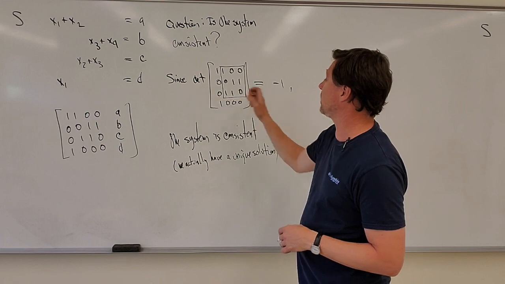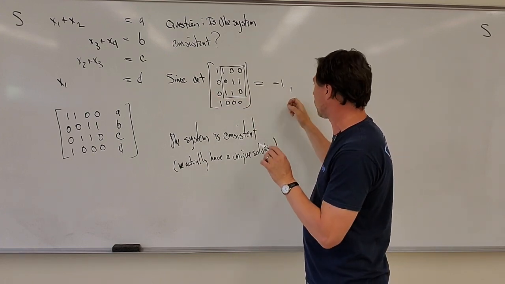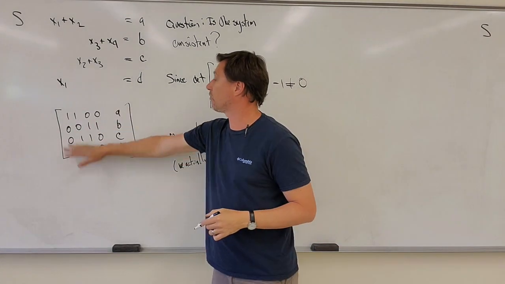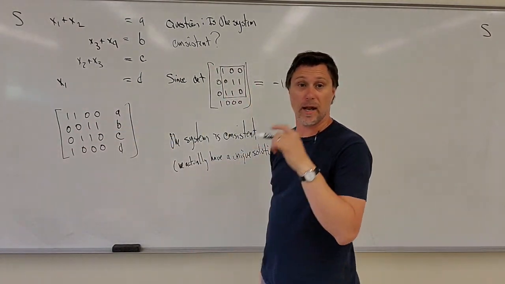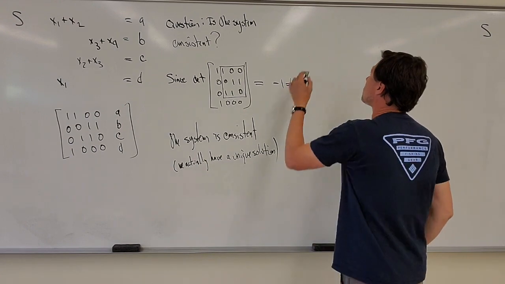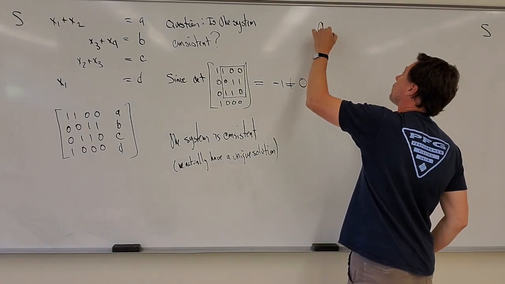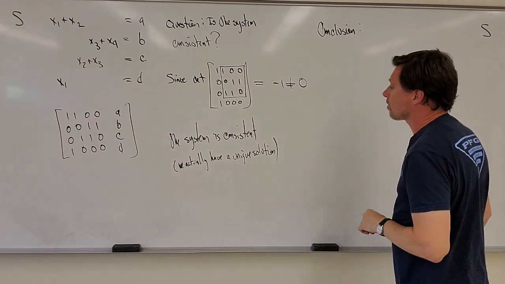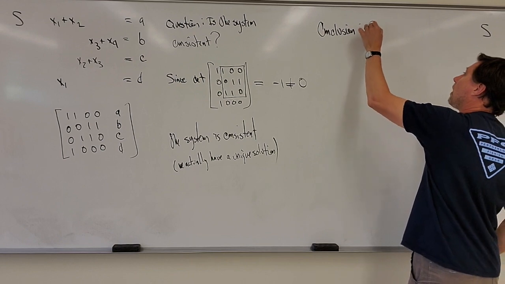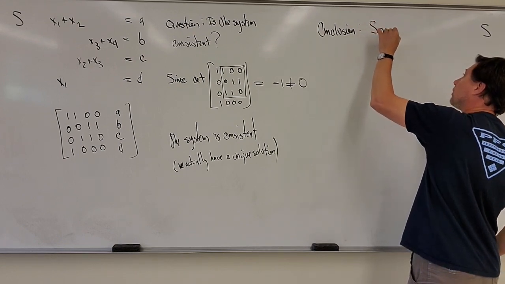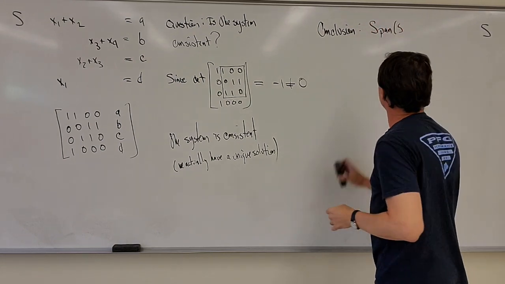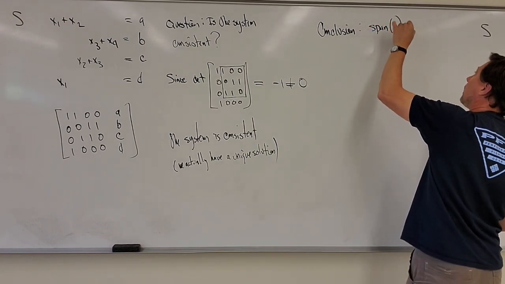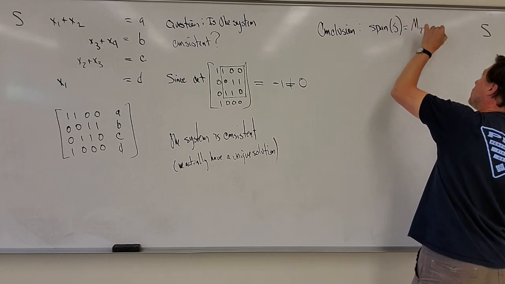So since the determinant is equal to -1, which is not equal to 0, and that was really the important part here, that tells us that this matrix right here is invertible, and so by computing the inverse, we could actually see what the solution is. So, conclusion. Span of S, I guess I don't need to capitalize that, but span of capital S is equal to M22.